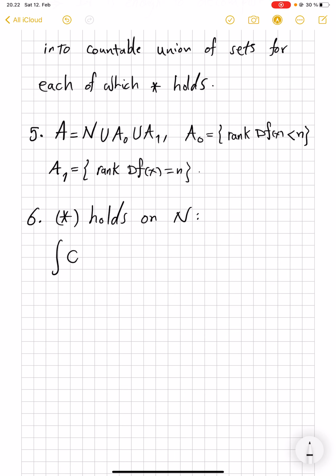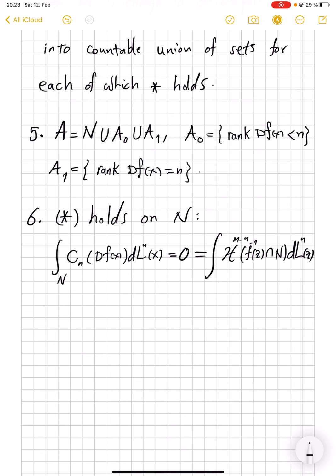Okay, so we integrate over N the Coarea factor, dL^n x. Sorry, not characteristic function, but the Coarea factor is not even defined on this set. But because we're integrating over a null set, it's always 0, by agreement, for example. Then we have H^(m-n) of f inverse of z intersected with N, dL^n of z, equals 0. Okay, this one was easy, just definition.